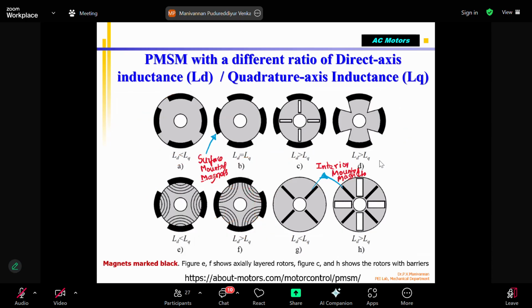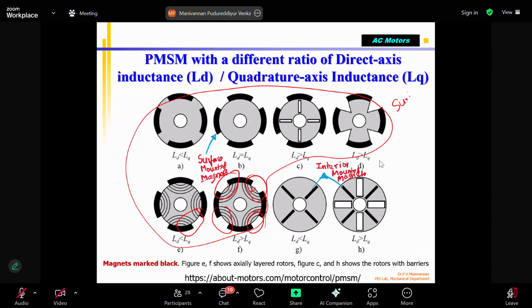These lines are flux distribution lines, correct? Between two pole pairs is happening. Again, same thing is there. Depending upon how the magnets are placed, the magnetic flux distribution happens. But these all 6 shapes are shown as surface mounted rotor. Magnets are mounted on the surface of this one.